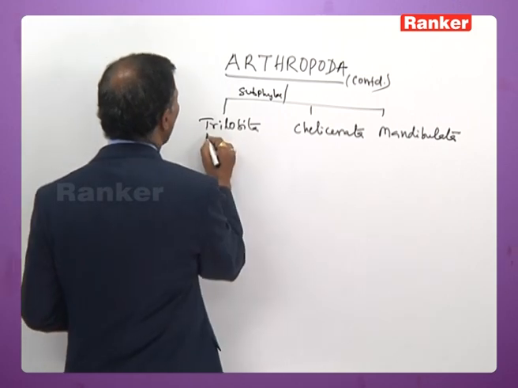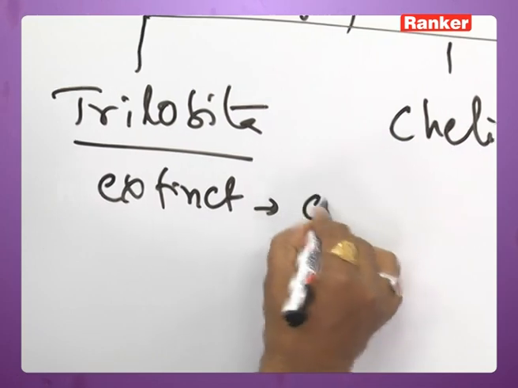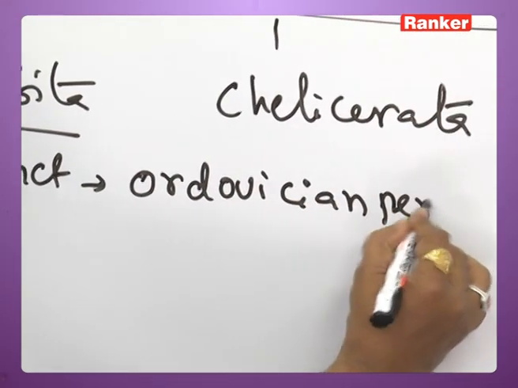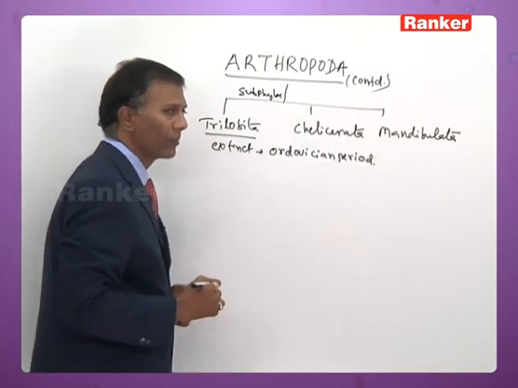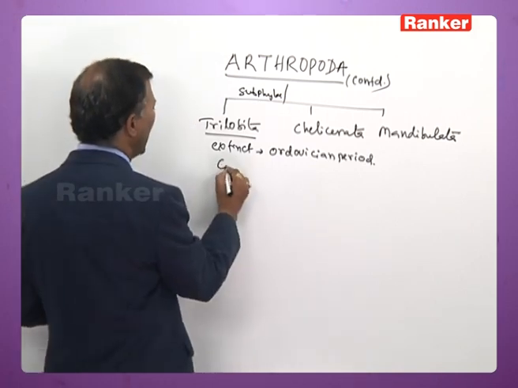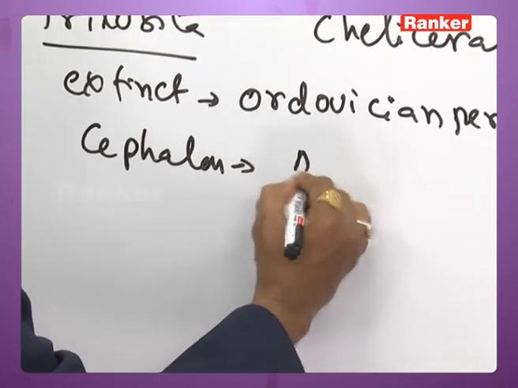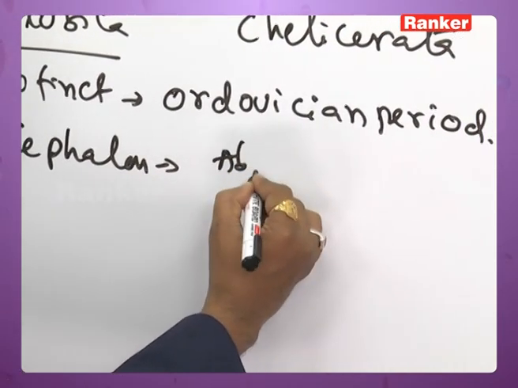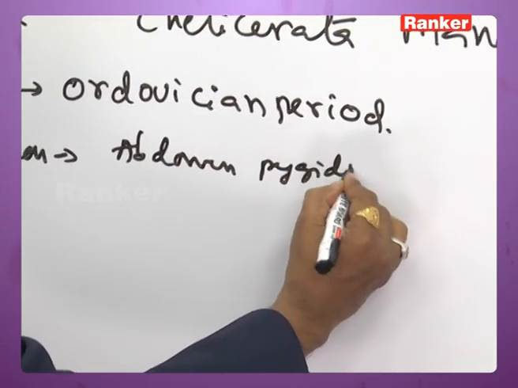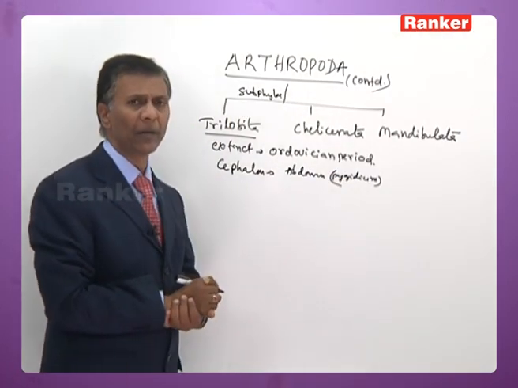Now Trilobita, trilobites are extinct. All of them are extinct. They lived during the Ordovician period. Body is divisible into head or cephalon, and abdomen or pygidium.